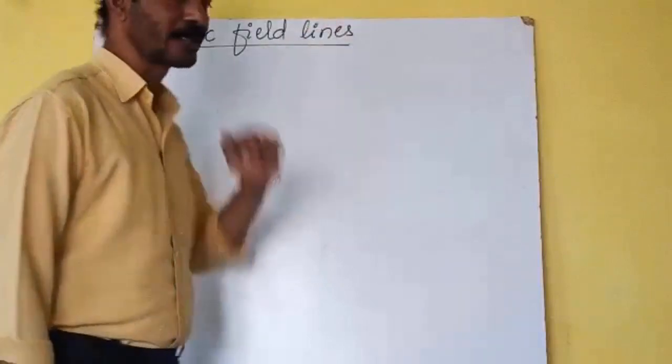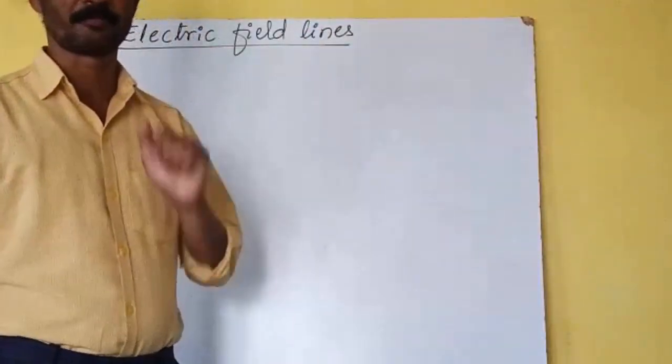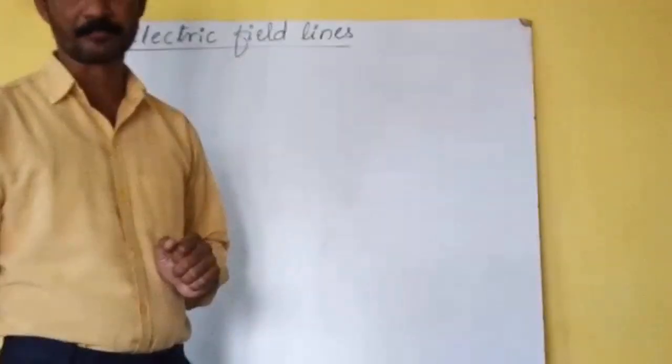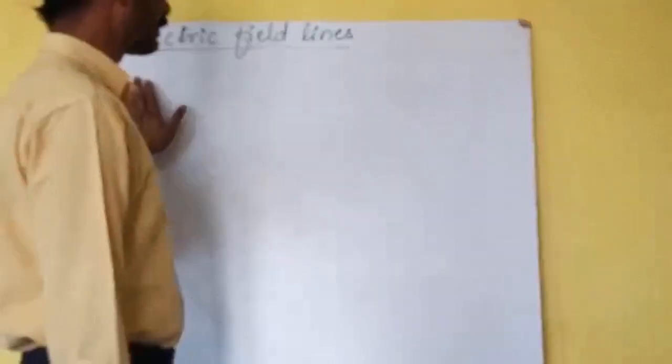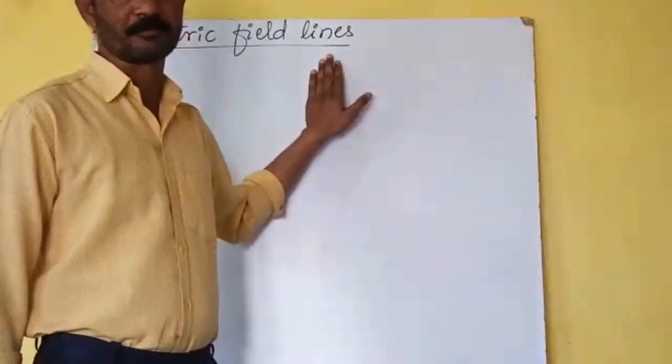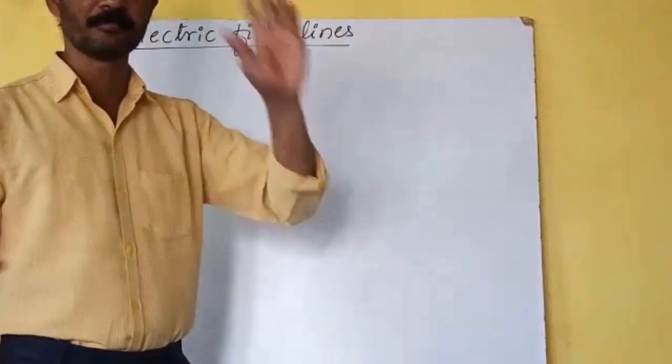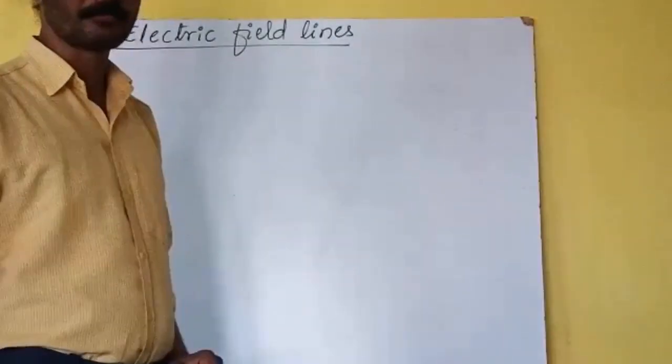The concept of electric field lines was given by Michael Faraday. Michael Faraday gave these electric field lines to represent the electric field.